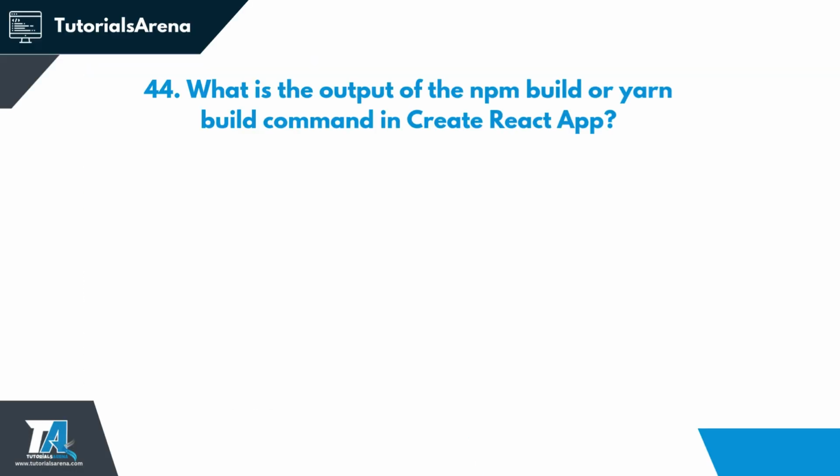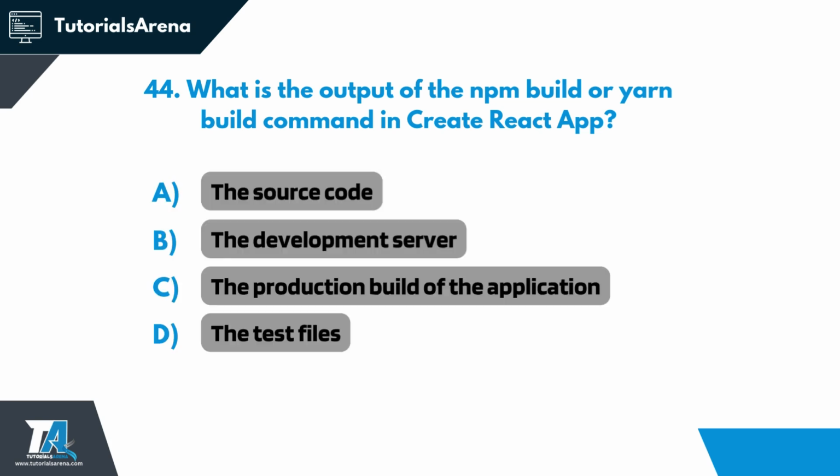Question 44. What is the output of the npm build or yarn build command in Create React App? The options are option A, the source code. Option B, the development server. Option C, the production build of the application. Option D, the test files. The correct answer is option C, the production build of the application. Moving on to the next question.